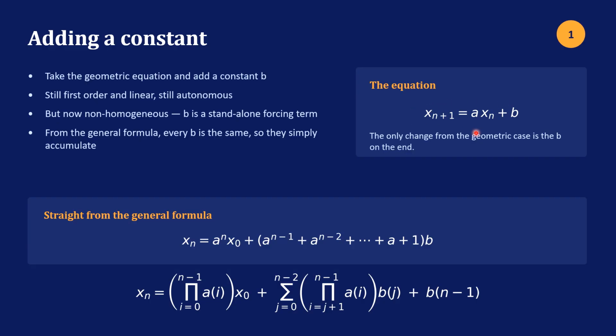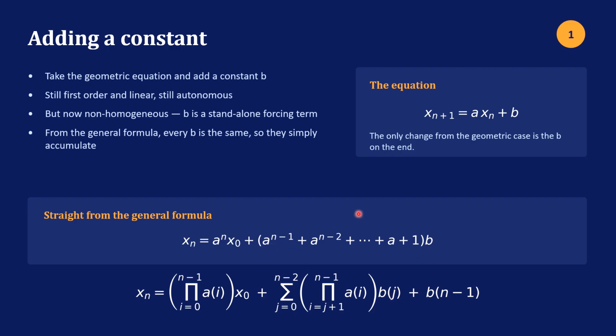We can find the solution to this using our general formula from lesson 1, which I've copied down here at the bottom. You notice the a of i is just a all the time, so you get a to the n here. Then when you multiply these together, you're just getting a squared, a to the minus 1 times, and b is the same in every case also. So you just get this here.